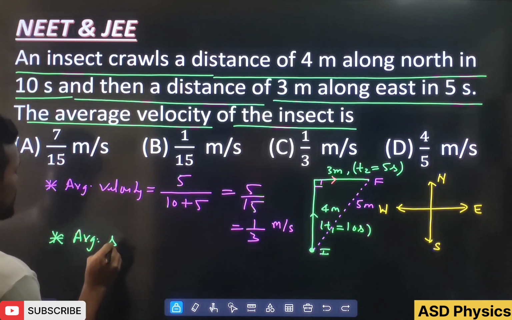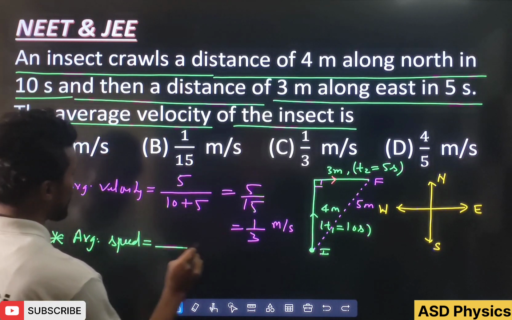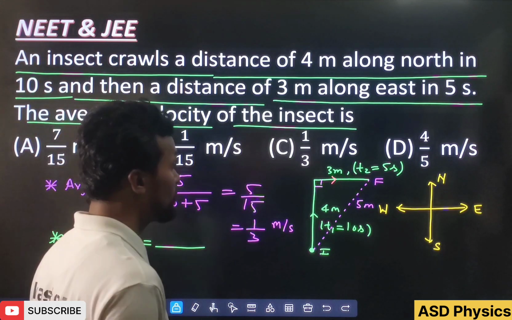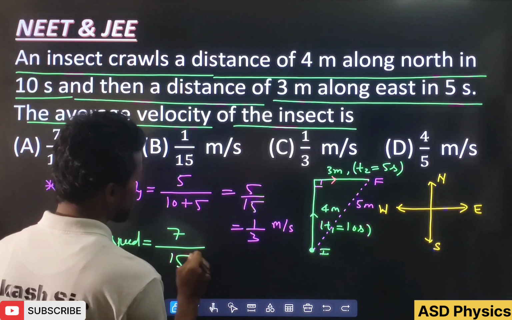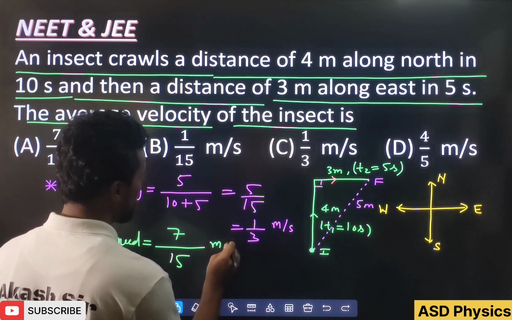They ask here the average speed, for example. Then what will this be? Distance by time taken. How much distance? 4 plus 3, the actual path length, 7 by 15. So we can write here 7 by 15 meter per second.